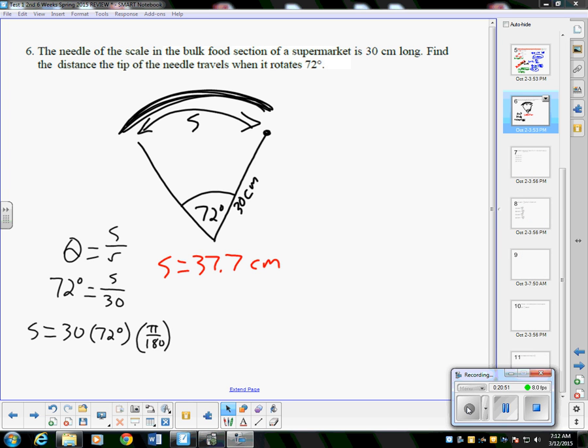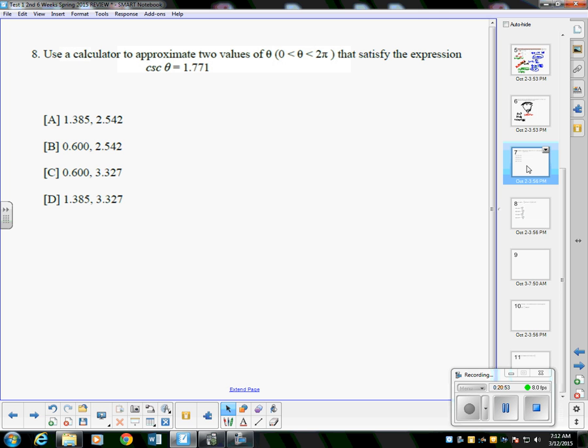Okay, the next problem. This says to use a calculator to approximate two values of theta, and you have a little condition, theta between 0 and 2 pi, that satisfies the expression the cosecant of theta is 1.771. Now, this is a tricky problem because you have a condition. What you're supposed to do is find an angle that's between 0 and 2 pi radians.